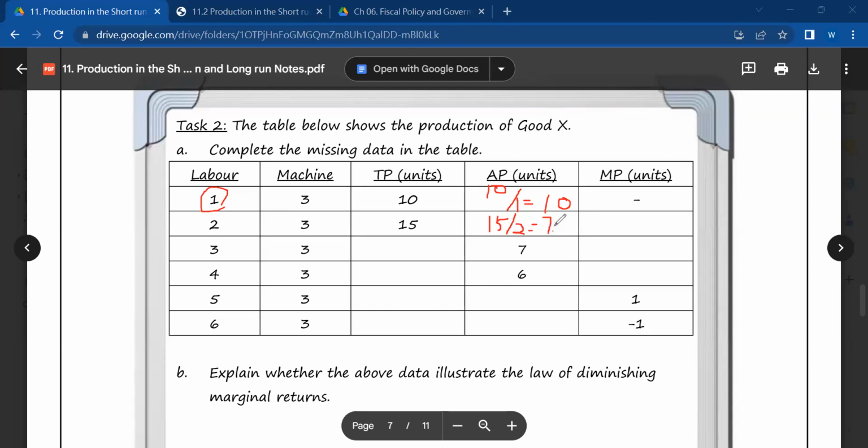So Wu Long, one more question. Can you tell me the MP? MP. 5. How can you get the answer of 5?